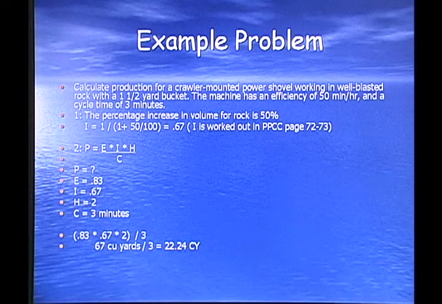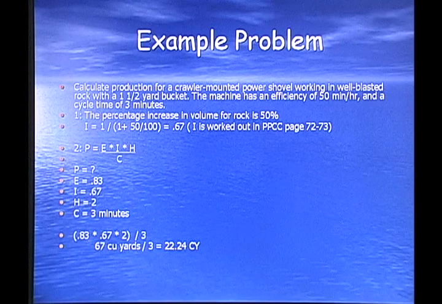As I said, 0.67, I is already figured out. Now let's go through it. P is what we're trying to solve. E, efficiency, we're told, is a 50-minute hour, so that's 0.83. I, as I told you, is already given for rock and for clay, and in this case it's 0.67. Your heaped capacity, we're using a 1.5 yard bucket, so your heaped capacity is 2 yards, and your cycle time is 3 minutes.